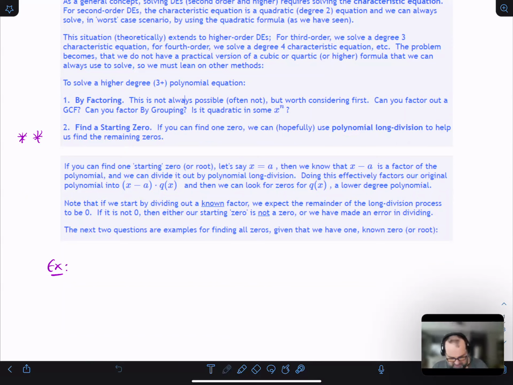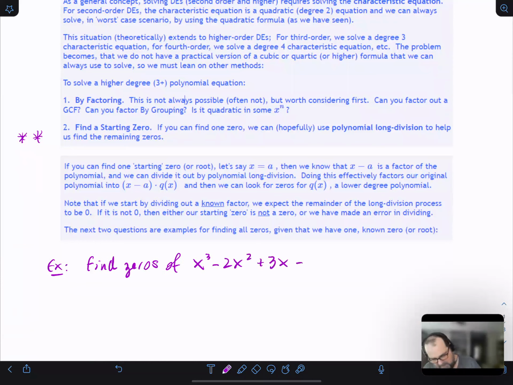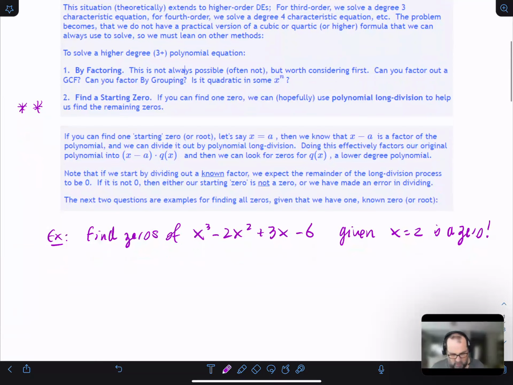So here's just a little example, just for argument's sake. For example, find the zeros of the following polynomial: x cubed minus 2x squared plus 3x minus 6. What are the zeros here? So here, let's suppose that we know that x equals 2 is one of the zeros. So what are the other zeros?